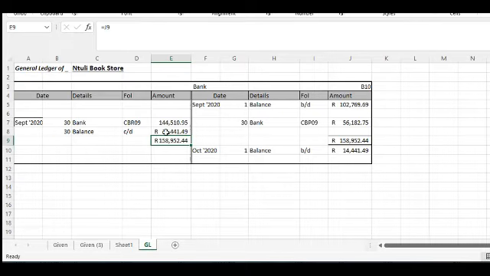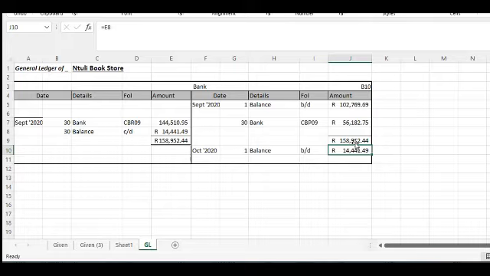And then we find the balancing amount. How do we find the balancing amount? Well, we say 158,952.44 minus the 144,510.95 gives me an amount of 14,449, and that I'm going to bring down to the following month.